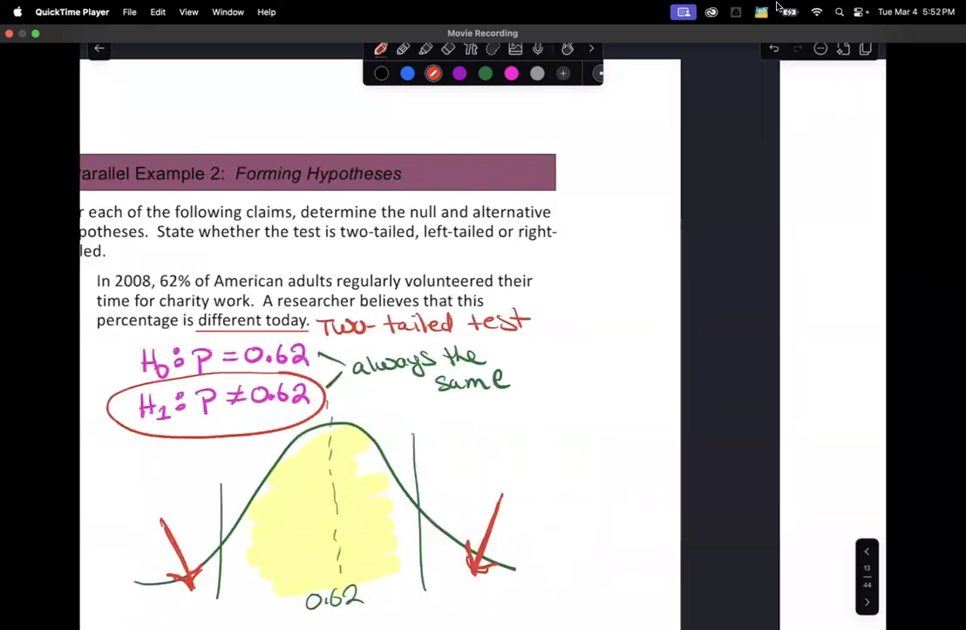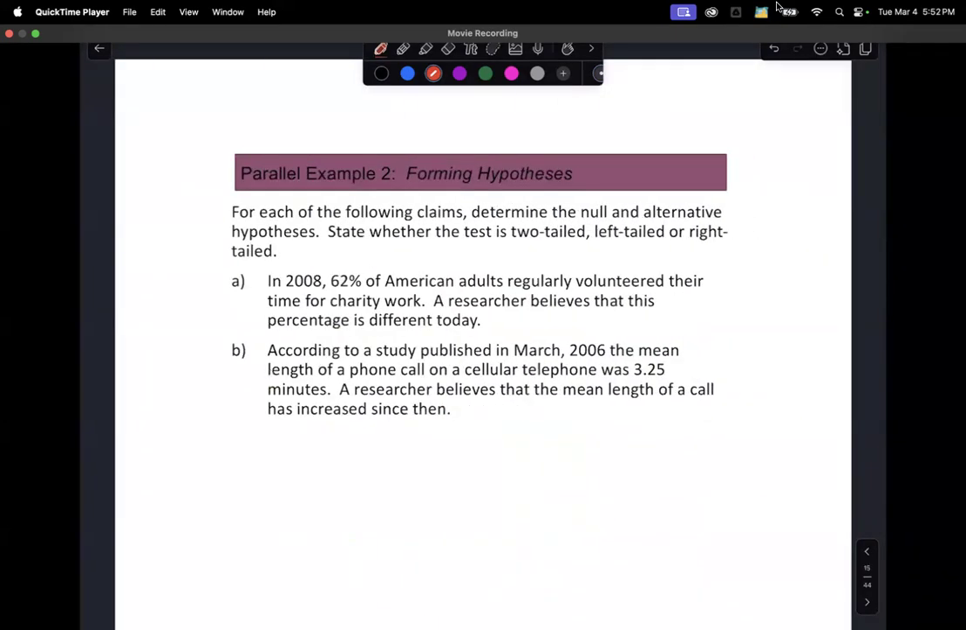Good question. Okay, so let's do this one now. According to a study published in March 2006, the mean length of a phone call was 3.25 minutes. A researcher believes that the mean length of a call has increased since then. Has increased. Sounds like greater than to me. This is a right-tailed test. So what this is going to look like, my null hypothesis is that the mean equals 3.25 minutes.